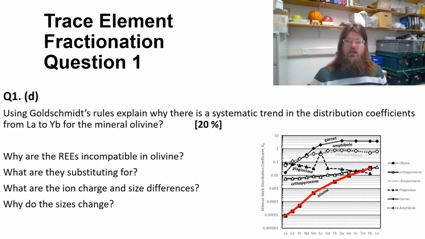Also, looking at this, we can see that there's this trend from light to heavy rare earth. So there's a systematic change in the size of these elements, and you might want to look at which way around that is and why that is. Why is there a size difference? Because that could have allowed you to expand on your answer a little bit and get a bit of extra marks. So that's what we're looking for in part D.